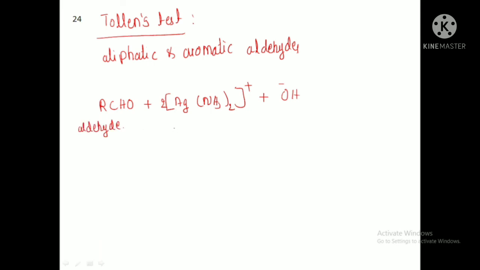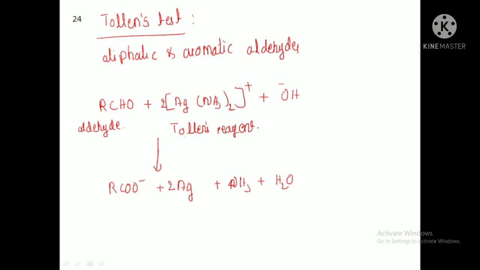When you treat it with Tollens' reagent, reduction of silver will take place. Here silver is in +1 oxidation state. This will form RCOO minus. So here silver is undergoing reduction and aldehyde is undergoing oxidation. Aldehyde on oxidation will give acid, plus Ag. Silver will be reduced to metallic silver, plus NH3, plus H2O will be formed.